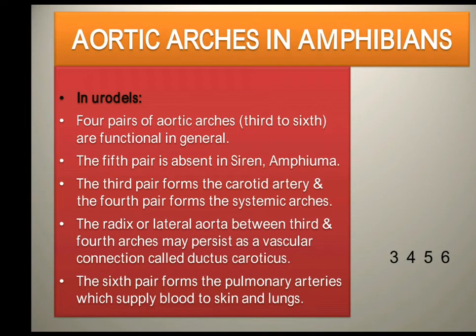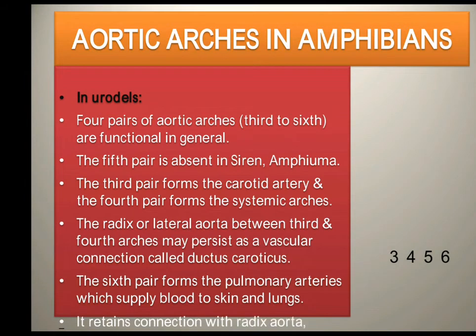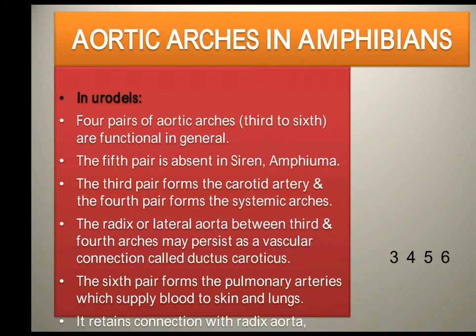So that's why the pulmonary arteries which are made by the 6th arch are going into 2 fates. Number 1, they are going into the skin or the buccopharyngeal lining, and second, to the lungs. So these are made by the 6th pair of the aortic arch, as we have discussed in the previous sections also. Now students, if we take up the next point, it retains the connection with the radix aorta.